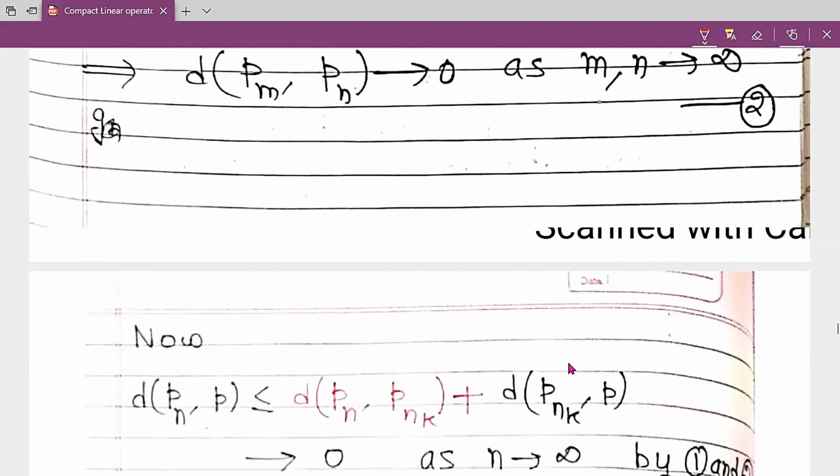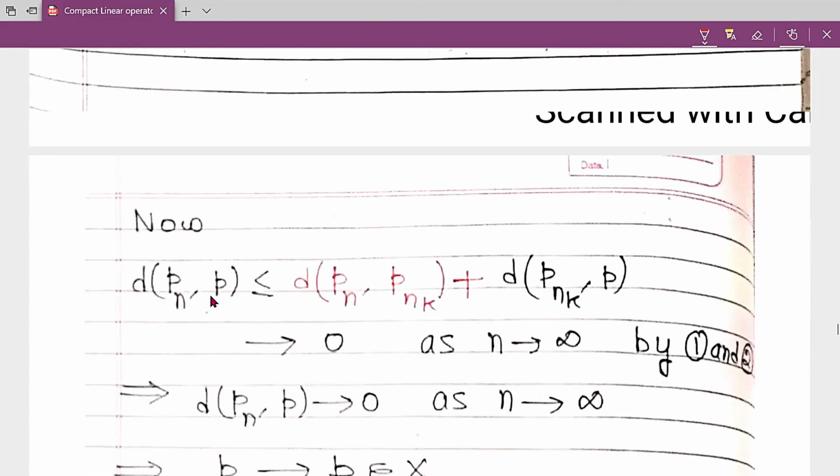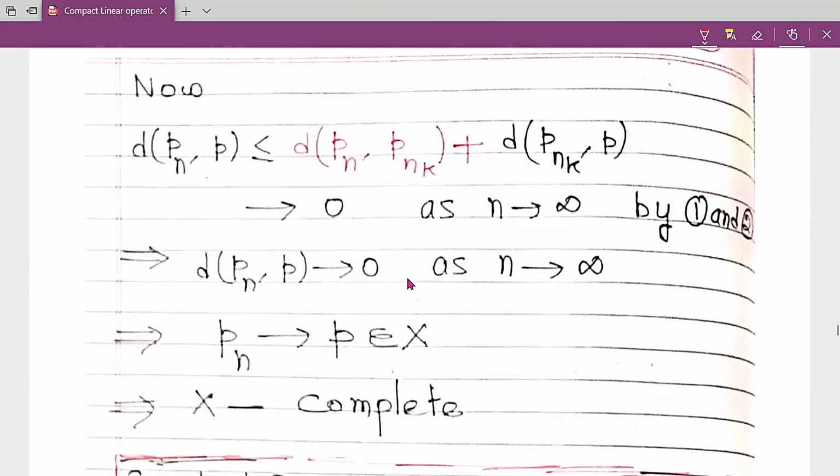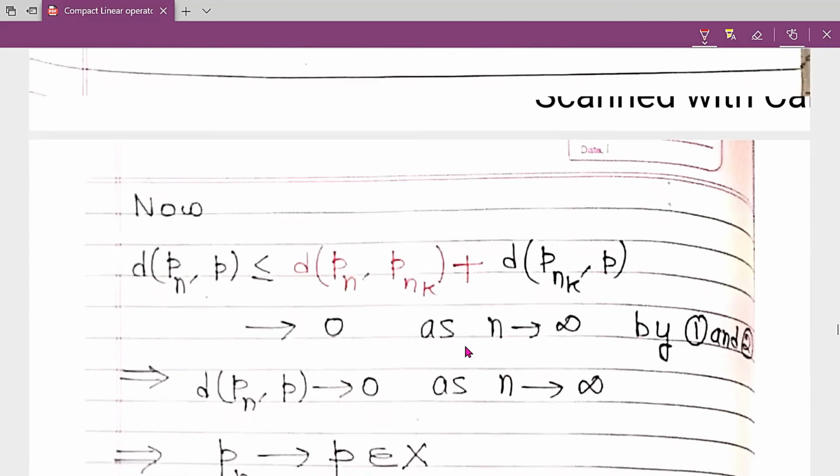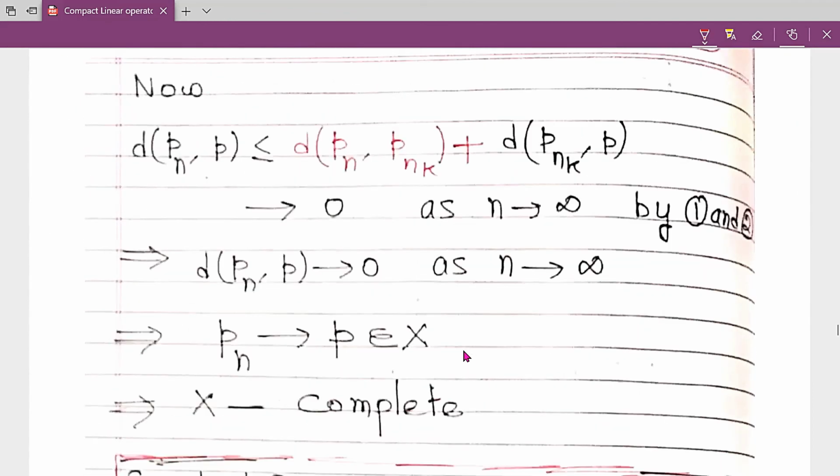Clear? Now d(pn, p) is less than or equal to this sum, and each term approaches 0 by the Cauchy property and the convergent subsequence, so the total approaches 0. It means pn approaches p and p belongs to X, so X is complete. So this is a simple result relating compactness and completeness: every compact metric space is complete.